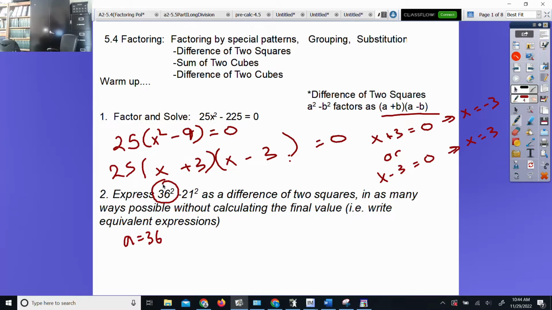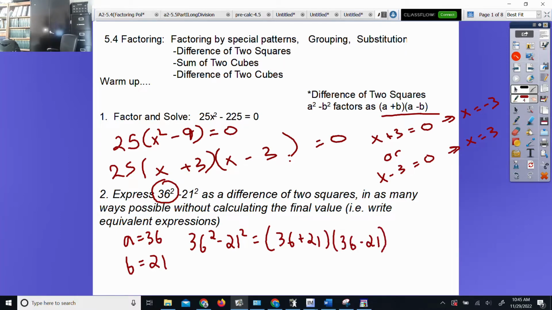What do you square to become 21 squared? 21. Have you ever had somebody actually say 36? No, I always say 6. I just wait for it to be wrong. Basically it's the same as 36 times 36 minus 21 times 21. I didn't hear your signs there, but yes, it is equivalent to 36 plus 21 because I'm following that pattern, times 36 minus 21. That's all it's looking for here.